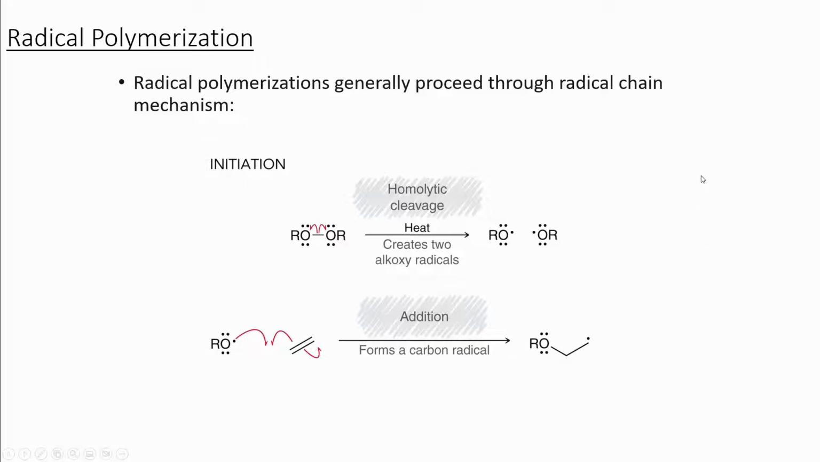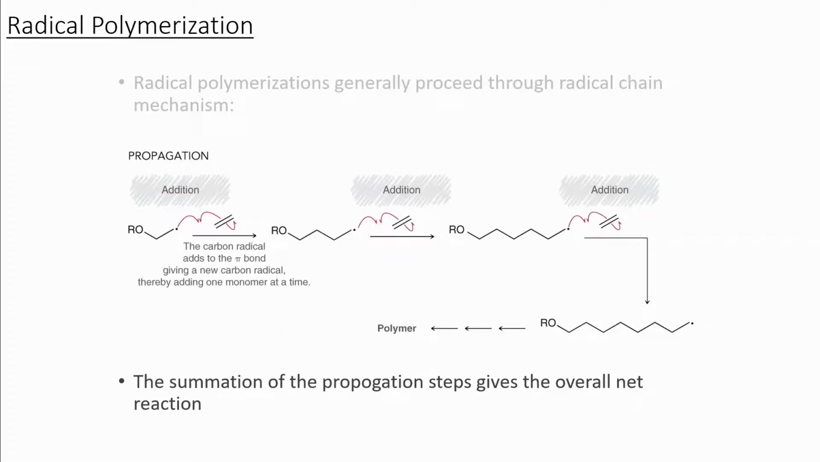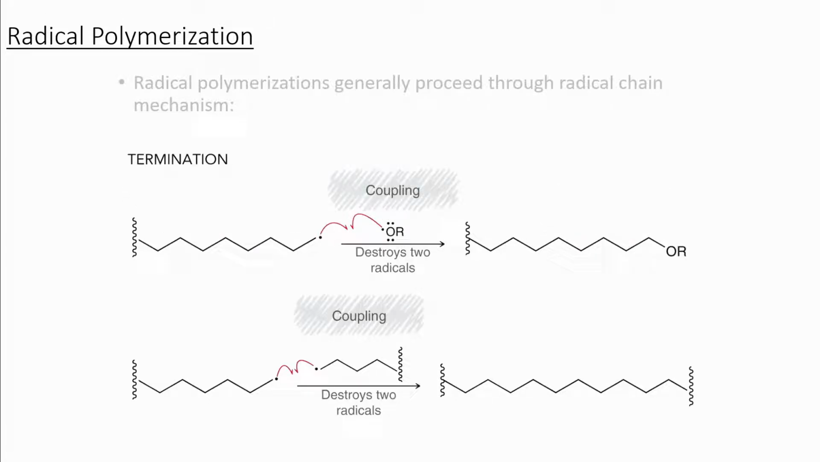First, homolytic cleavage occurs, which creates two alkoxy radicals. One of these radicals can then do an addition to a double bond, which forms a new radical, which can propagate to additional alkenes. Every alkene that's added continues the length of the polymer. The summation of the propagation steps gives the overall net reaction. And then finally, the reaction is terminated with a radical-radical coupling.